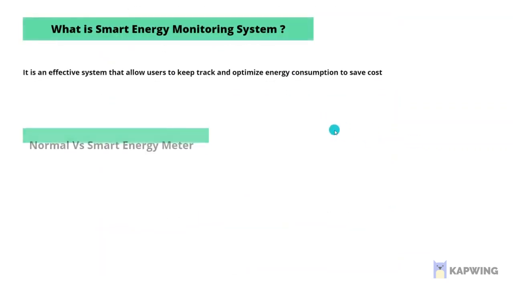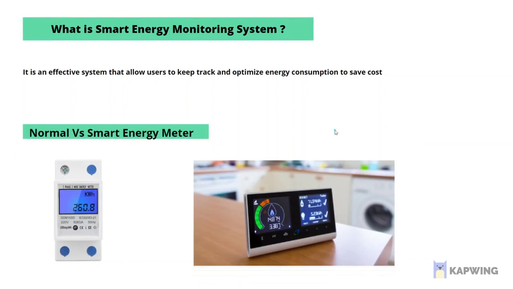So first, what is a smart energy monitoring system? It is basically an effective system that allows users to keep track and optimize energy consumption to save cost. Using this system, we can actually see the data on a mobile app or a website, something like that. That's why it's called smart.